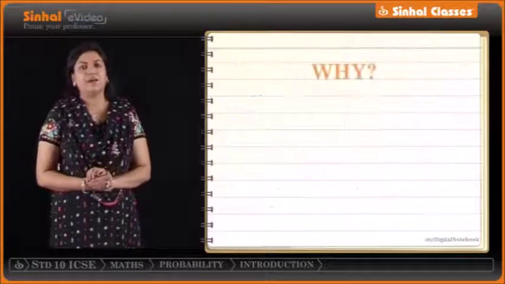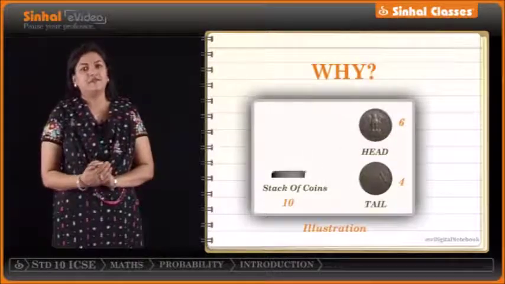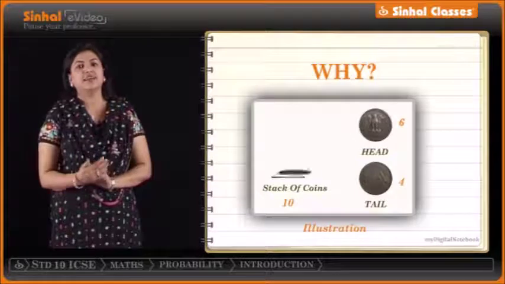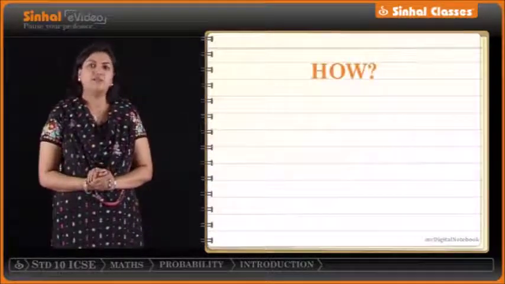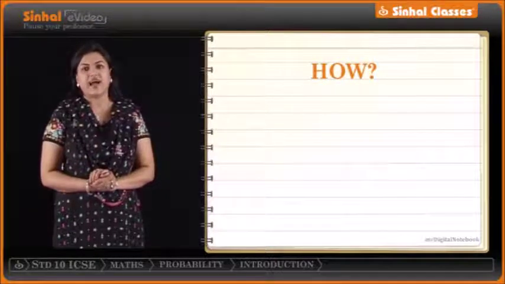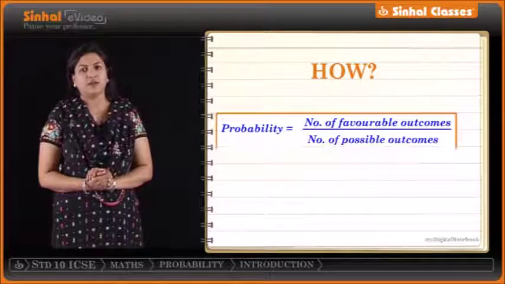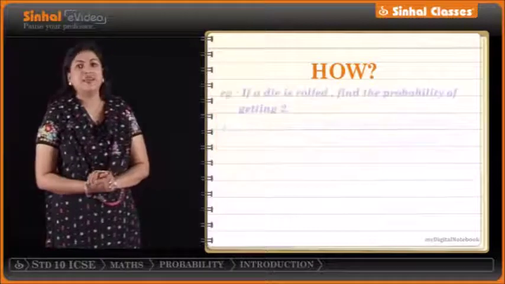Now, why learn about probability? By learning about probability, we will be able to find the probability or the chance that an event can happen. Now, how to solve sums on probability? Probability can be defined as number of favorable or desirable outcomes upon total number of outcomes.